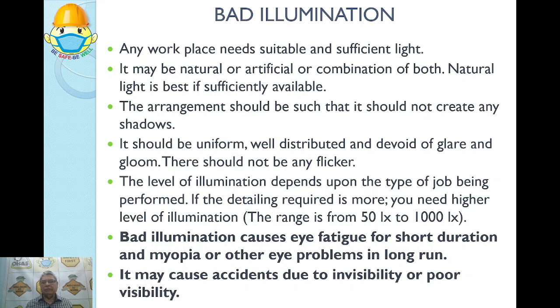The level of illumination depends upon the type of job being performed. If more detailing is required, you need a higher level of illumination. Normal corridors or roads up to 100 lux are sufficient. But at a workplace or workshop, you need around 250 to 300 lux. Where you need more detailing, like assembling, you may need 500 lux. If you are assembling jewelry or wrist watches, you may need 1000 lux. So the range is from 50 lux to 1000 lux.